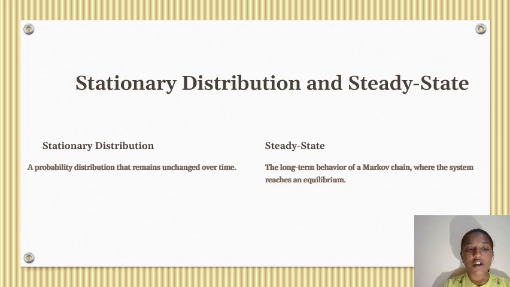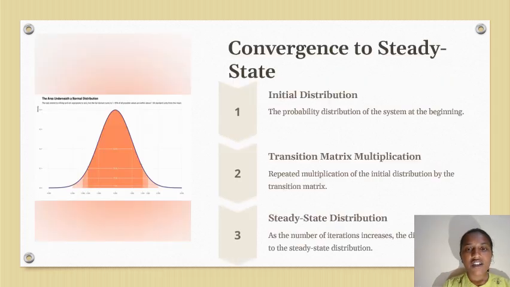Stationary distribution: a probability distribution that remains unchanged over time. Steady state: the long-term behavior of a Markov chain where the system reaches an equilibrium. Let us see convergence to steady state. There are three properties of steady state: initial distribution, transition matrix multiplication, and steady state distribution.